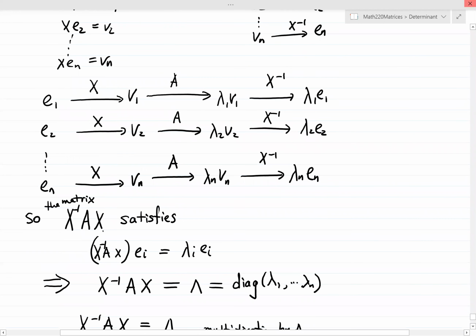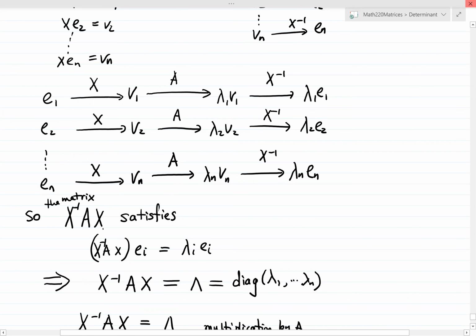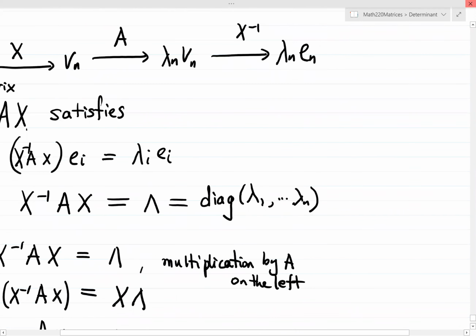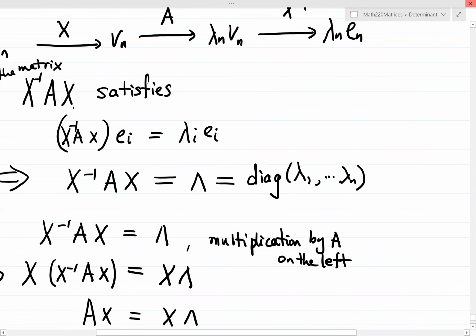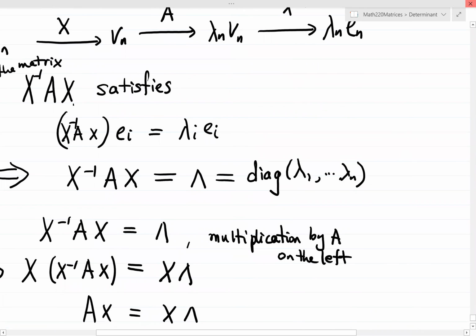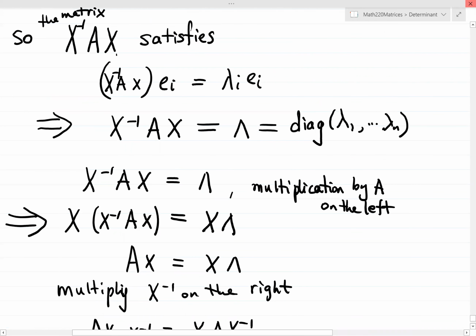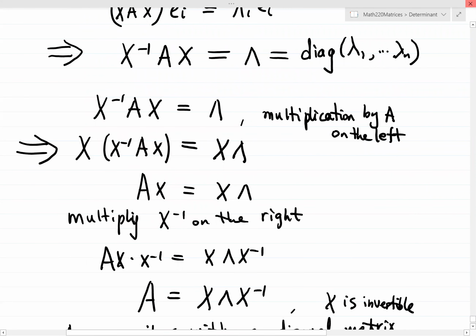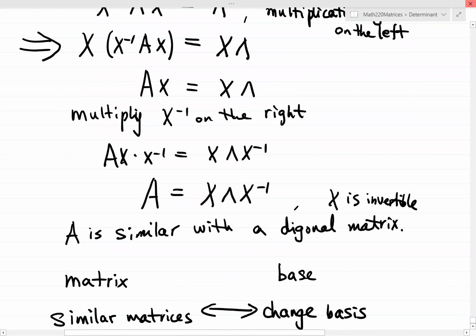You can check that the composition of these three operations, X, A, X inverse, is the same as the diagonal matrix. So we can conclude that the product X inverse A X is exactly the diagonal matrix gamma. Then using matrix operations, you can solve for A. So A is X times gamma times X inverse.